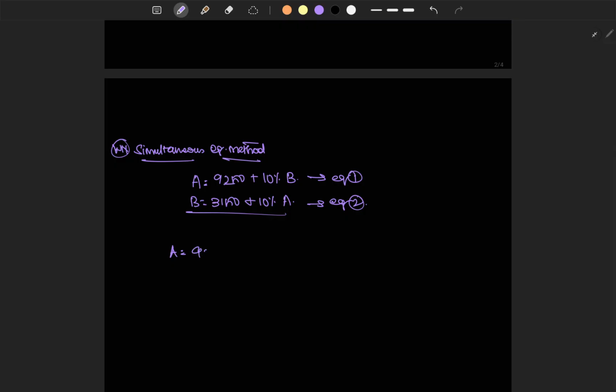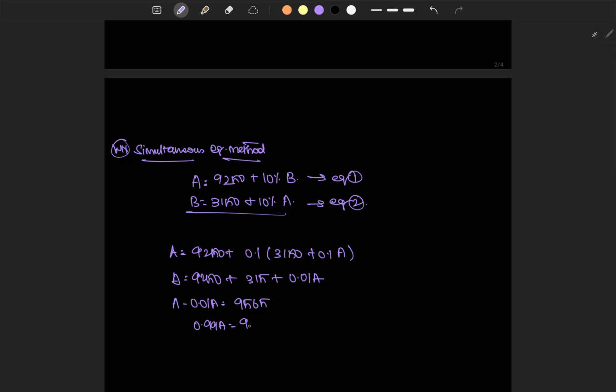Let's start. A is equal to 9,250 plus 10% of B, which is 3,150 plus 10% of A. Let's change this 10% as 0.1. So 9,250 plus 0.1 into 3,150, which is 315. 0.1 into 0.1 will give us 0.01 A. So A minus 0.01 A is equal to 9,250 plus 315, which is 9,565. So 1 minus 0.01, which is 0.99 A, is equal to 9,565.